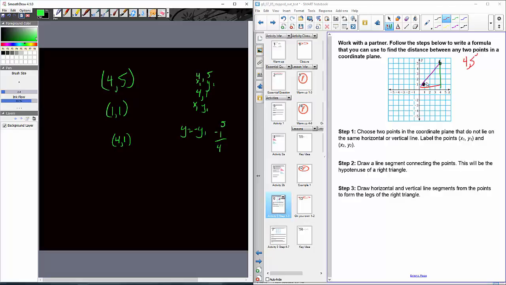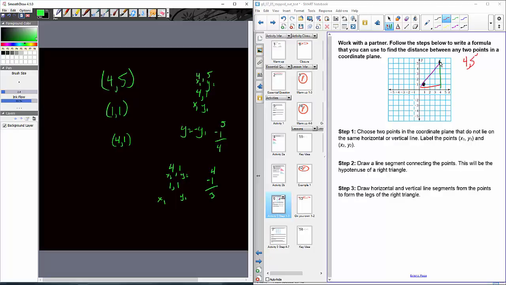Now we're going to figure out this one on this side. I want to find the distance between 4, 1 and 1, 1. So I'm going to put down 4, 1 and 1, 1. And again, I'll put x2, y2, x1, y1, and I'm just going to subtract. These are the same, right? The 1. That doesn't change. But what does change is this here. So 4 minus 1 equals 3. And if I look here, the distance is 3. So that makes sense. So far I found the distances 4 and 3.